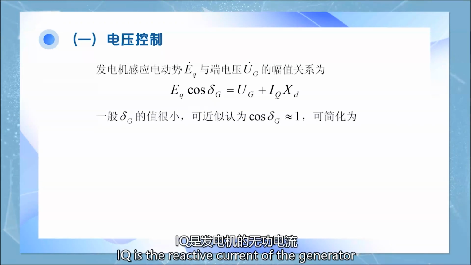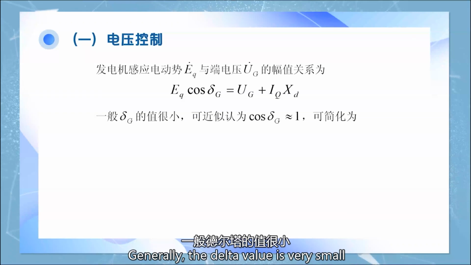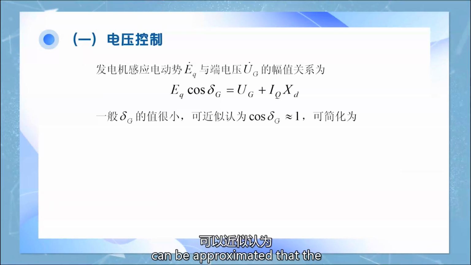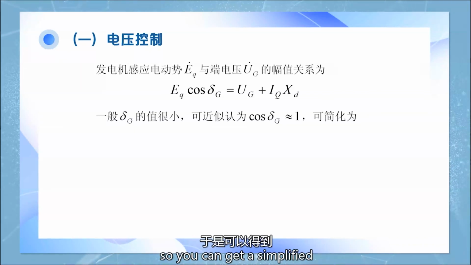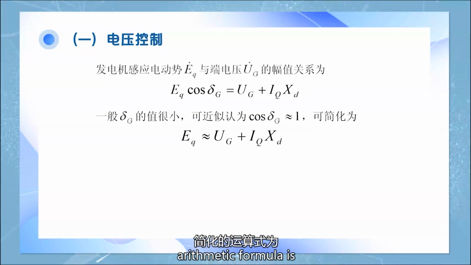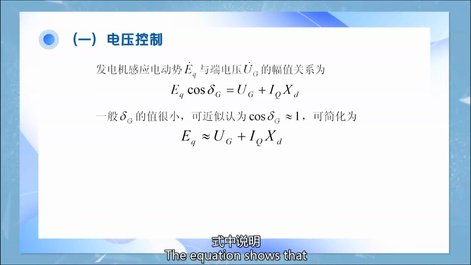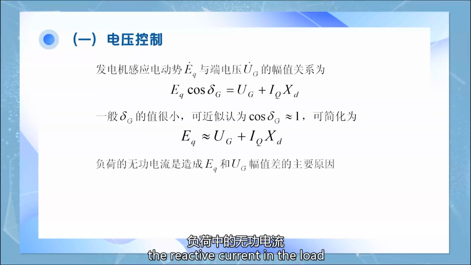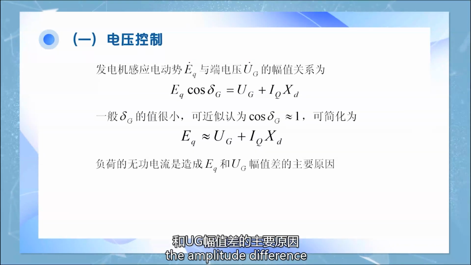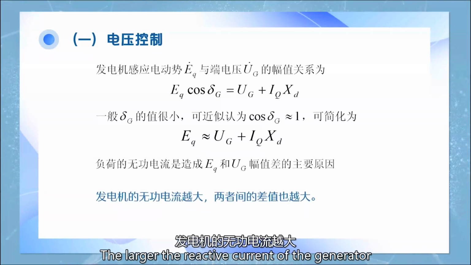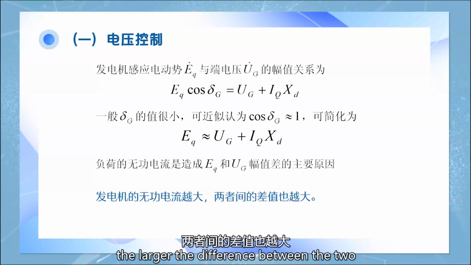IQ is the reactive current of the generator. Generally, the delta value is very small, so it can be approximated that cos delta is approximately equal to 1. So you can get a simplified formula. The equation shows that the reactive current in the load is the main cause of the amplitude difference between EQ and UG. The larger the reactive current of the generator, the larger the difference between the two.